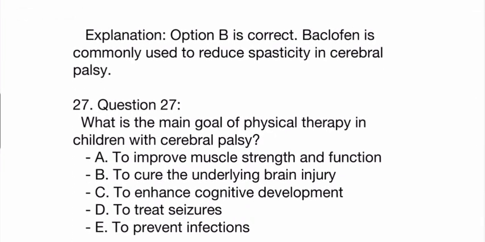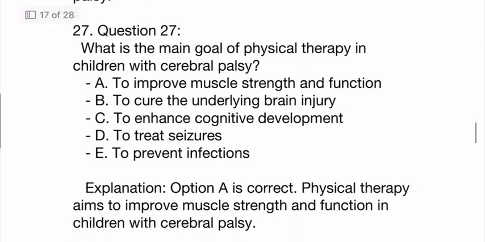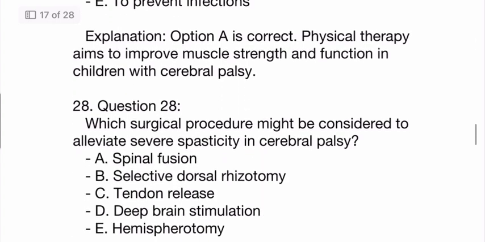27. What is the main goal of physical therapy in children with cerebral palsy? Okay. Main goal. A. To improve muscle strength and function. B, to cure the underlying brain injury. C, to enhance cognitive development. D, to treat seizures. E, to prevent infections. So the correct answer is to improve muscle strength and function, option A.